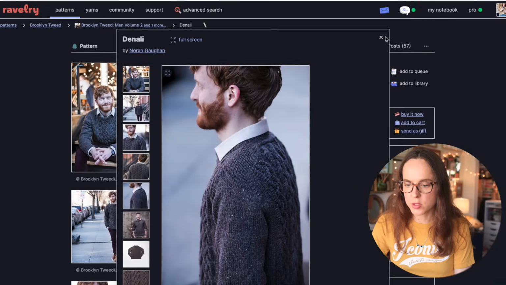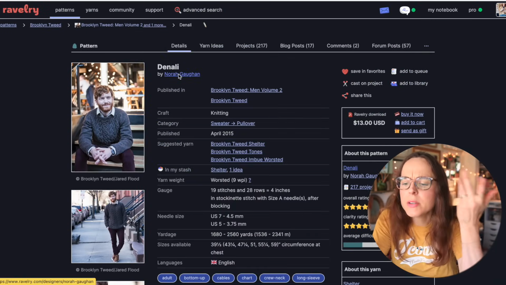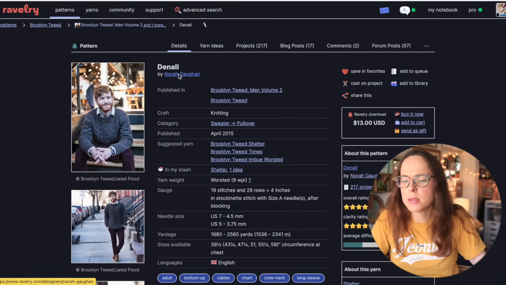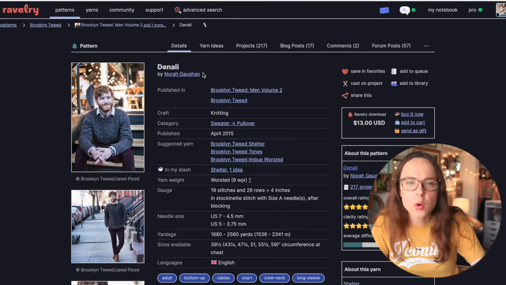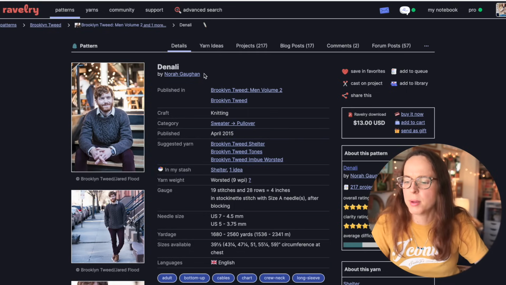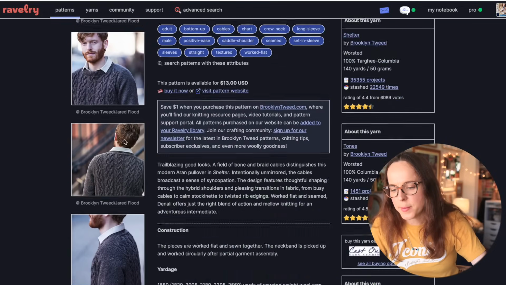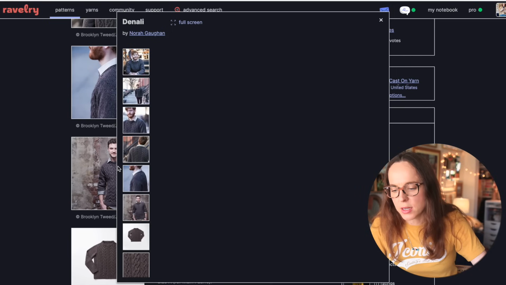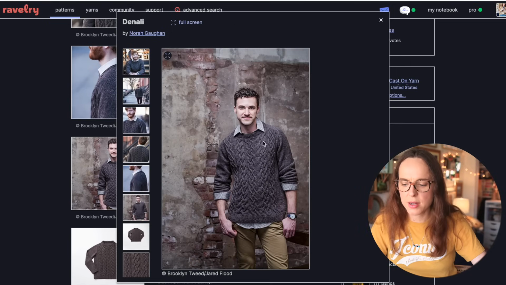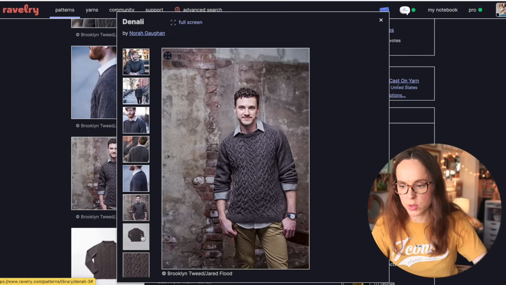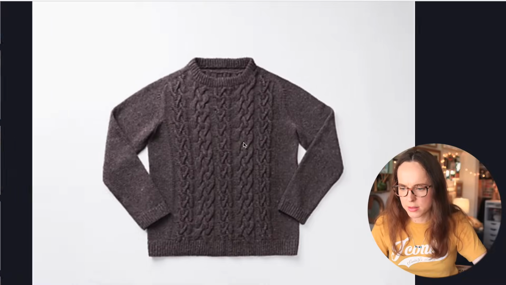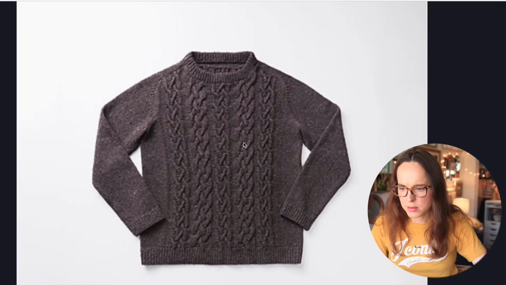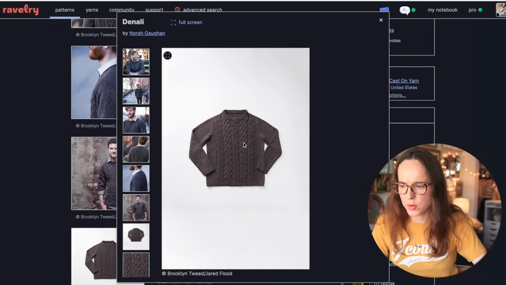This is by Brooklyn Tweed. Oh, I didn't even look at the designer. This is by Nora Gunn. Of course, this is fabulous. But I love Nora. This is going to have such great construction and tailoring built into the design, especially now that we know it's Nora's. But just look at this. How grand. It's really beautiful.